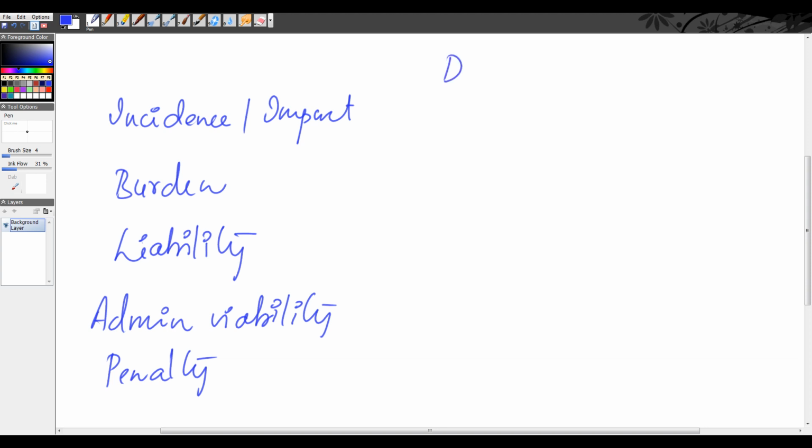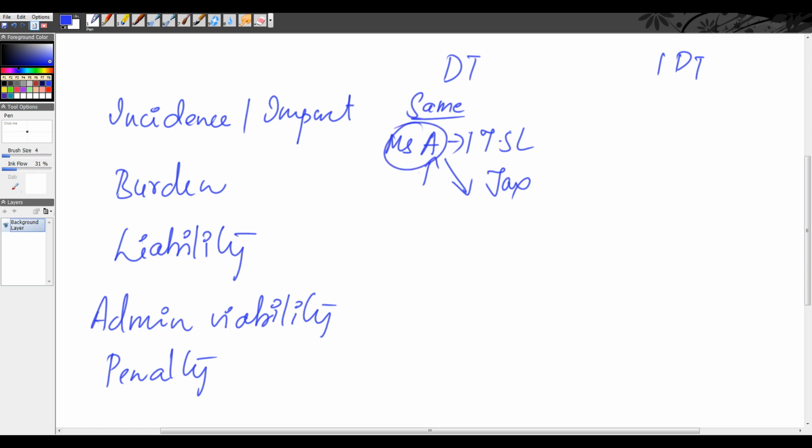So let's say this is direct tax and this is indirect tax. Now, incidence and impact. So now in case of direct tax, the impact as well as incidence is on the same person. For example, Miss A, a company secretary, has earned an income of, let's say, 17.5 lakhs in the previous year. Now the tax is imposed on Miss A. Okay, the incidence here is on Miss A, and it is only Miss A who has to make the payment of tax. So Miss A here cannot shift it to someone else.